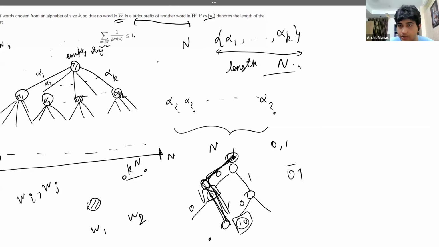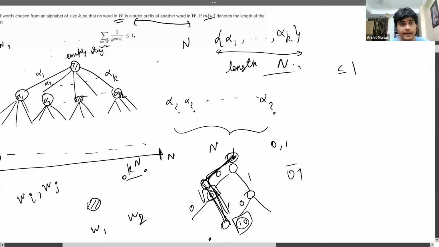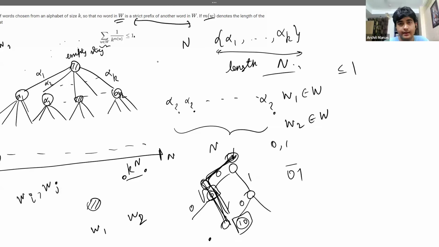Now, probabilities are always at most 1. So on the one hand, you have at most 1 on one side. And next, the crucial observation is that if you have 2 words W1 and W2, which are both part of W, then the events that W1 is a prefix of your randomly generated string, and W2 is also a prefix of the same string, these two events cannot happen together, right? Which tells you that the probability that at least one of them happens is simply an addition of all of those probabilities.